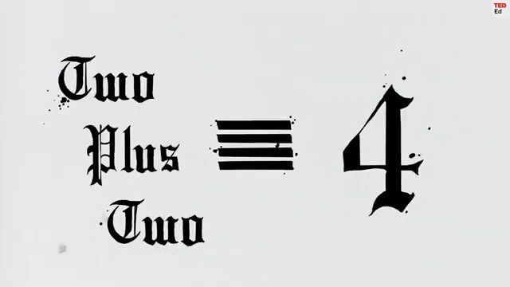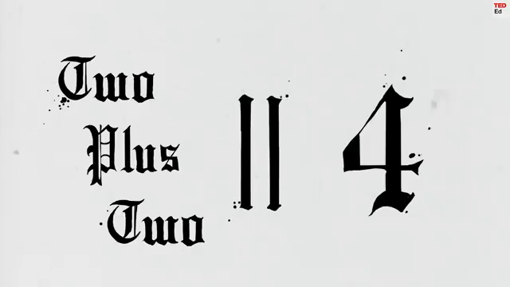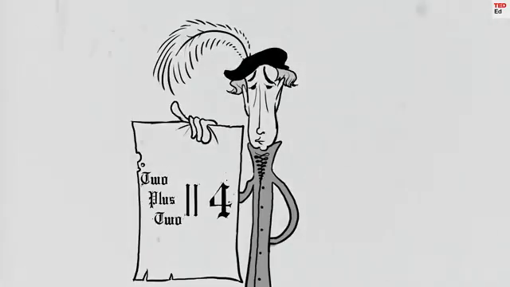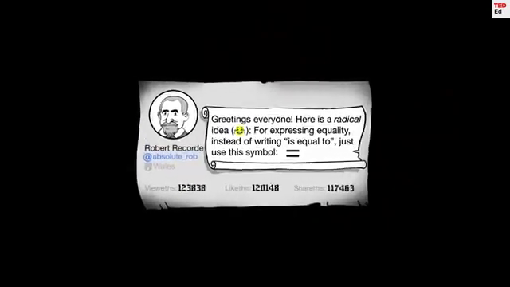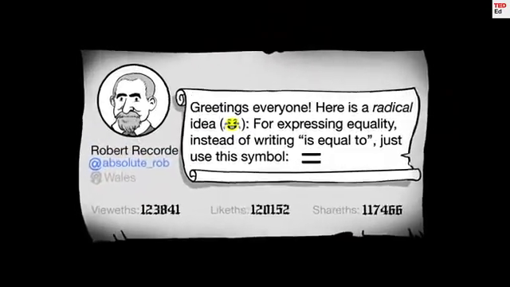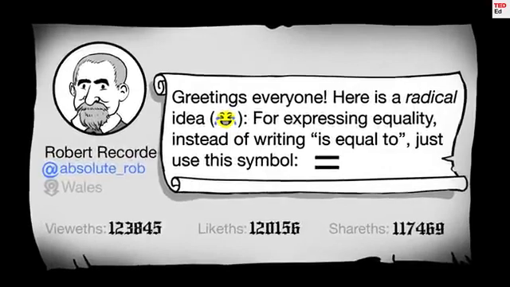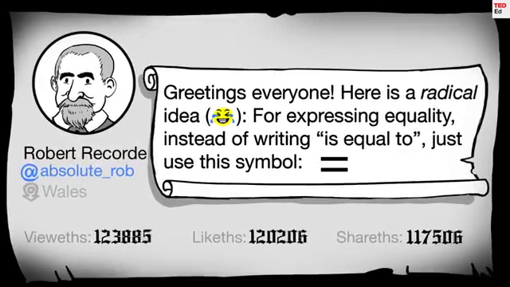Could he have used 4 line segments instead of 2? Of course. Could he have used vertical line segments? In fact, some people did. There's no reason why the equal sign had to look the way it does today. At some point, it just caught on, sort of like a meme. More and more mathematicians began to use it, and eventually it became a standard symbol for equality.